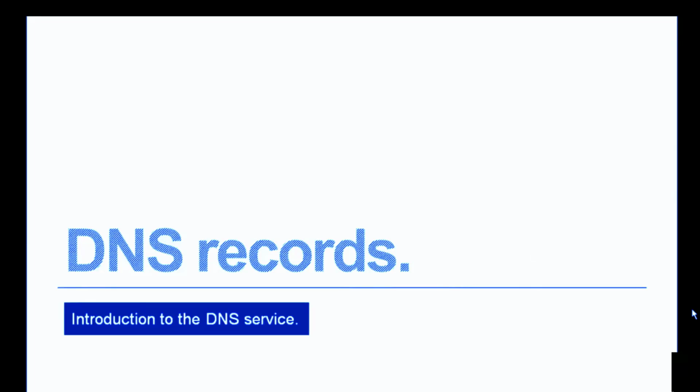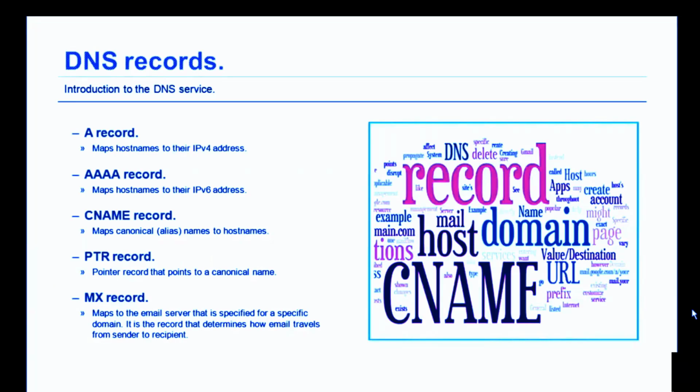Now let's move on to the various DNS record types. The first record that we're going to talk about is the A record. The A record maps host names, or FQDNs, to their respective IPv4 addresses. Closely associated with the A record is the AAAA record, or quadruple A record. This maps the FQDN to its respective IPv6 address.